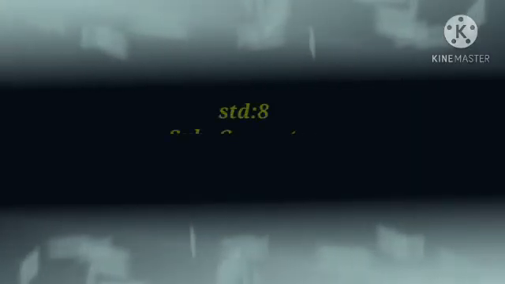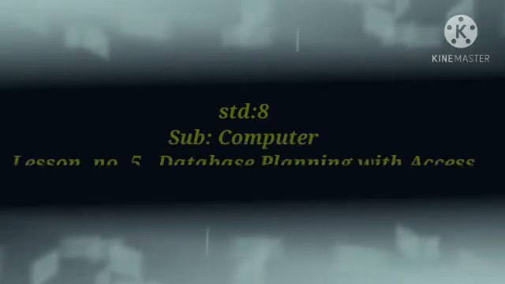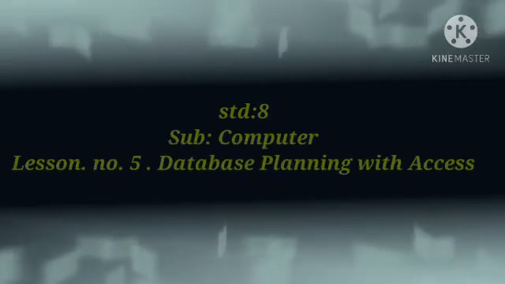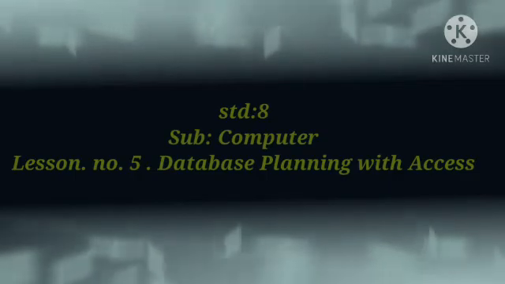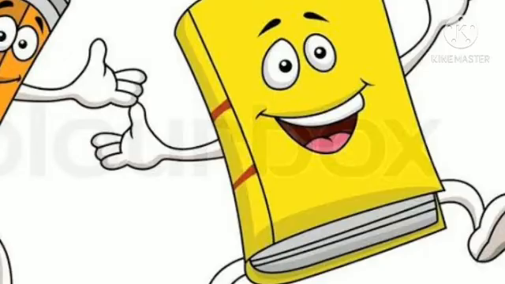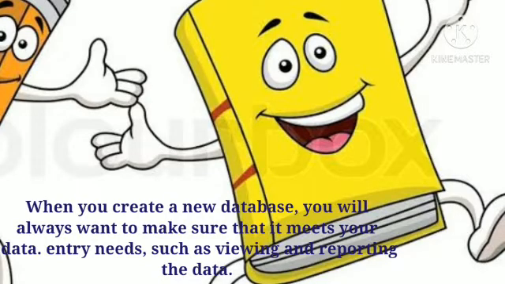Standard 8 Subject Computer. Today we are going to learn lesson number 5, Database Planning with Access. A database is an organized collection of structured information or data, typically stored electronically in a computer system. A database is usually controlled by a database management system.